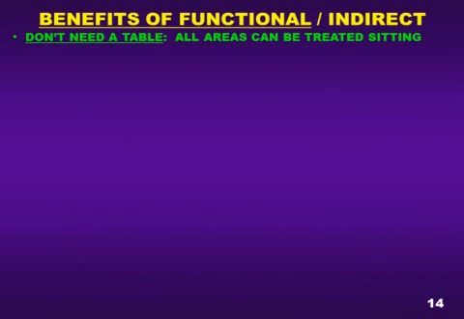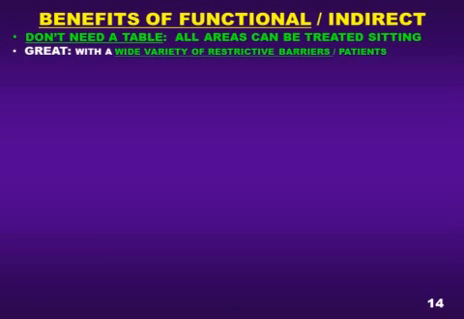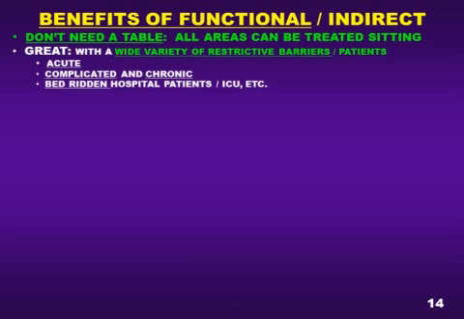Now, what are the benefits of indirect techniques? One of the great benefits is you don't need a table, because you can treat basically everything in the body with the patient in the sitting position. So it makes it nice. If you're visiting someone and they're having back pain, you can have them sit in a chair where they straddle the chair so that the front of their body is facing the back of the chair, and you can treat them in a sitting position using functional techniques. So it's a real advantage that you're not restricted if you don't have an appropriate treating table.